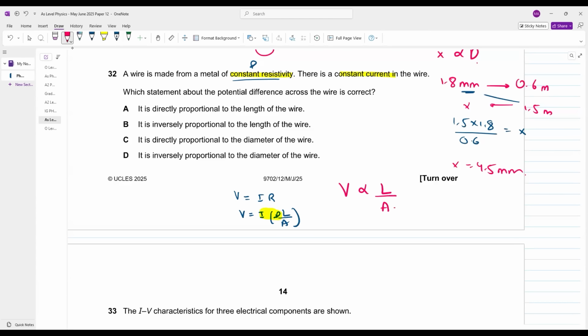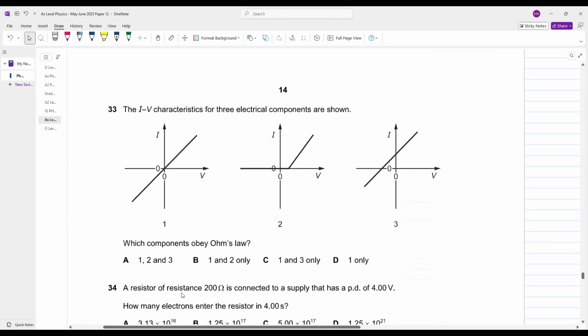So, any answers? A is your answer. Potential difference is directly proportional to length. A will be your answer. Simple. Let's further move ahead.